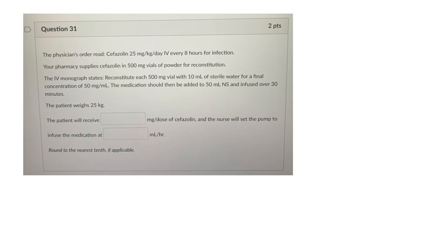Okay, not a pharmacist, but let me give it a shot. 25 milligrams per kilogram per day. The person weighs 25 kilograms, so that would be 25 times 25. You need 625 milligrams of that medicine every day. But they say take it every 8 hours.